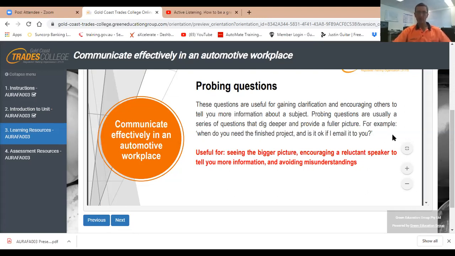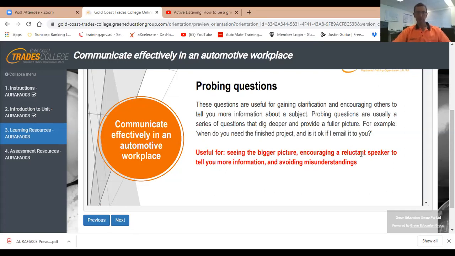They're probing questions. Very useful for seeing the bigger picture and encouraging a reluctant speaker to tell you more information, and also avoiding misunderstandings. If you're not clear on something, ask a probing question. You'll get a little bit more. You'll get a fuller picture.